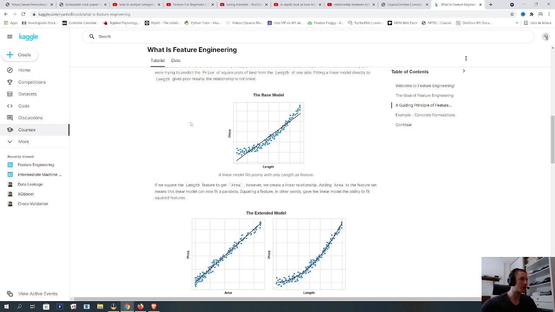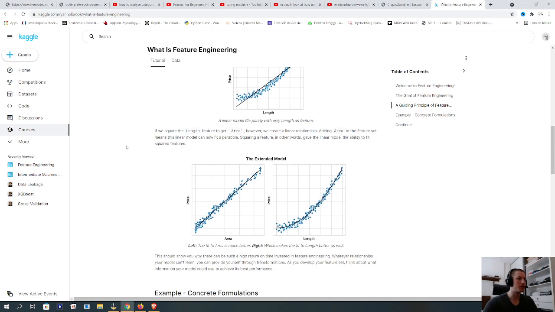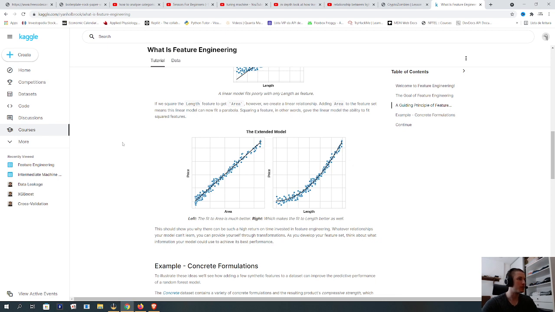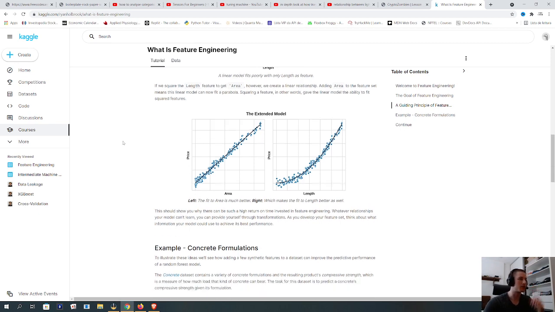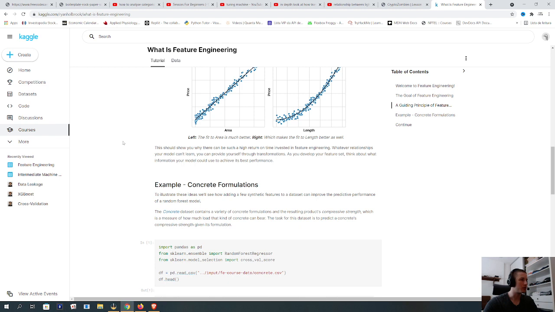If we square the length feature to get area, however, we create a linear relationship. Adding area to the feature set means the linear model can now fit a parabola. Squaring a feature, in other words, gave the linear model the ability to fit squared features. This should show you why there can be such a high return on time invested in feature engineering. Whatever relationships your model can't learn, you can provide yourself through transformations. As you develop your feature set, think about what information your model could use to achieve its best performance.